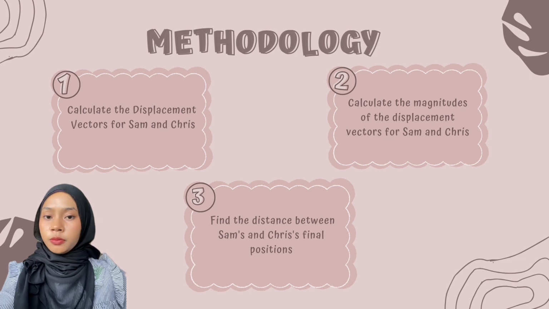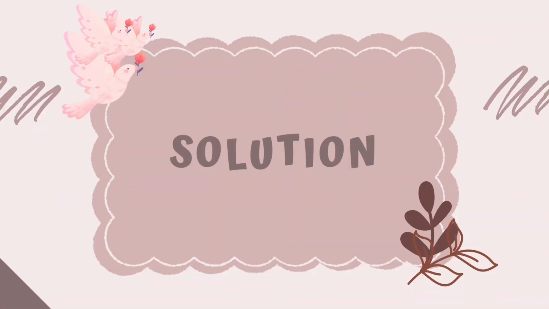Now, let's move on to methodology. To solve this question, we need 3 steps. First, calculate the displacement vector for Sam and Chris. Second, calculate the magnitude of displacement vector for Sam and Chris. Third, find the distance between Sam and Chris' final position. Now, let me show you the solution of those questions.